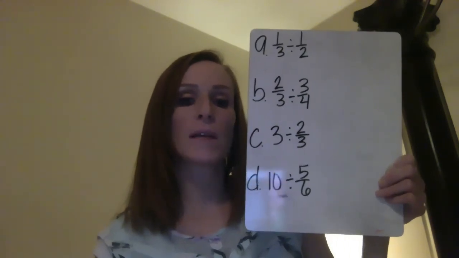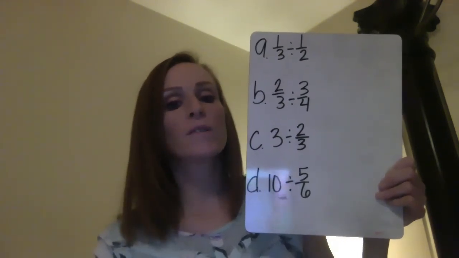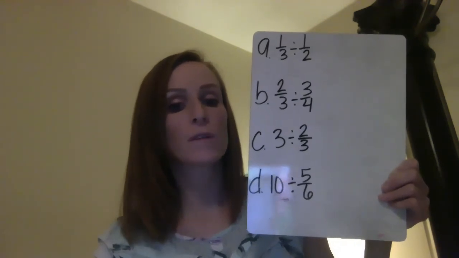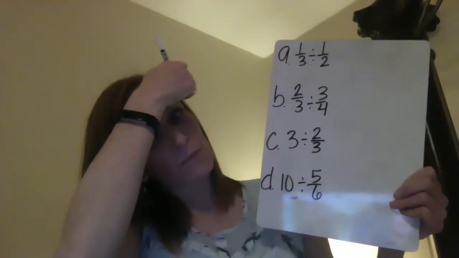A, B, C, and D. A is 1/3 divided by 1/2. B is 2/3 divided by 3/4. C is 3 divided by 2/3, and D is 10 divided by 5/6.